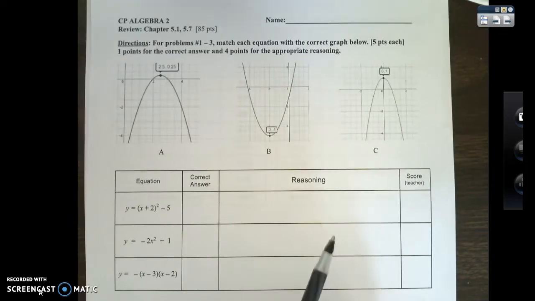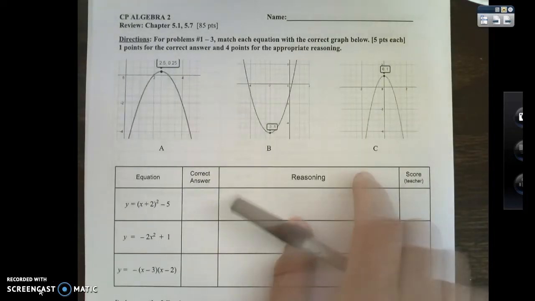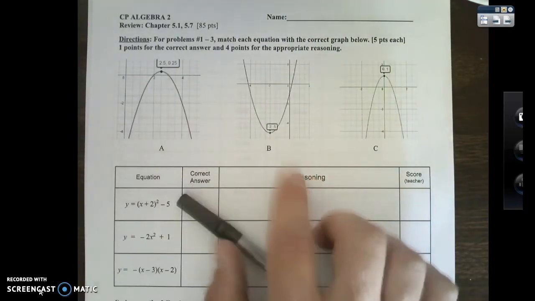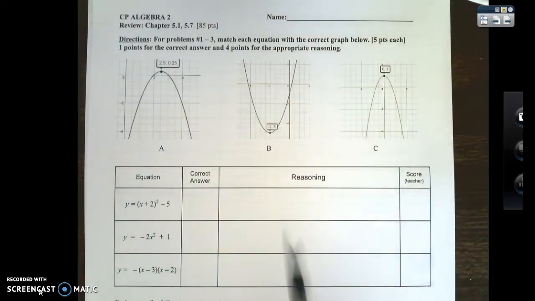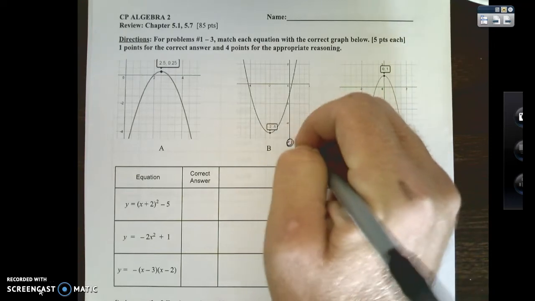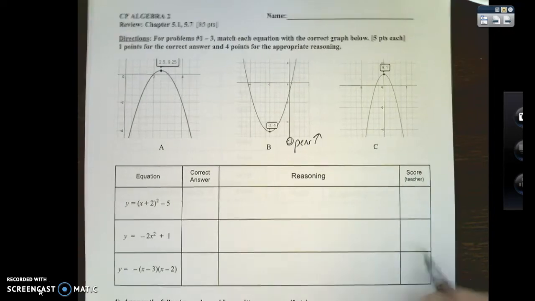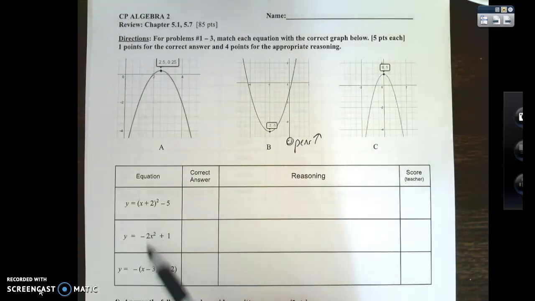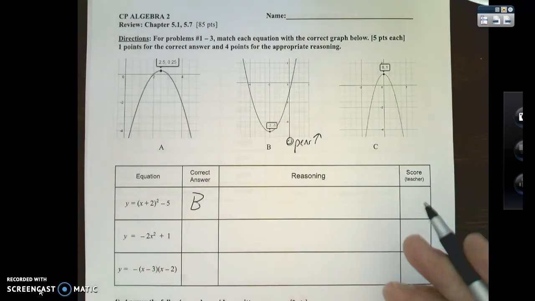Okay, so my biggest hint to you guys is this. There's going to be graphs up top. Well, which graph stands out different than the other two? The one here in the middle. Can you guys see how it's opening up? Since it's opening up, that's because there's a leading coefficient that's positive. So I'm looking over here at my three equations. This is the only one that has a positive number out front. Therefore, I know the correct answer has to be B. And that can be my reasoning.